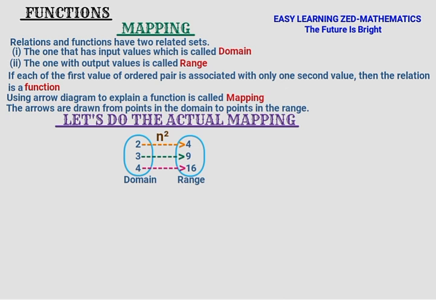Now how can we read this arrow diagram if we have to read it? When you are interpreting this diagram, we say 2 is mapped into 4, 3 is mapped into 9, 4 is mapped into 16. So basically this is how you read the arrow diagram in mapping.